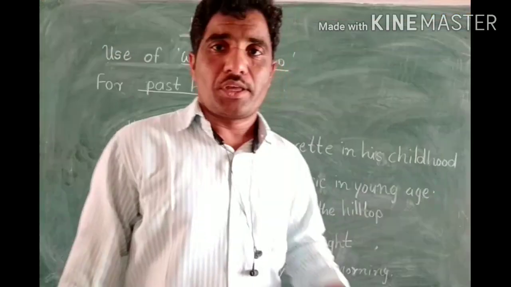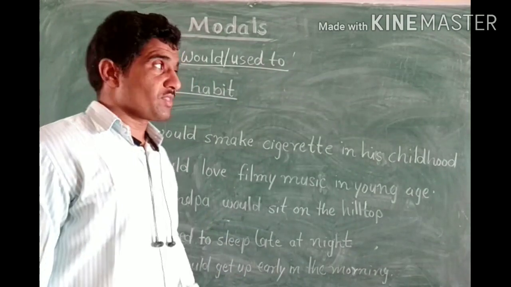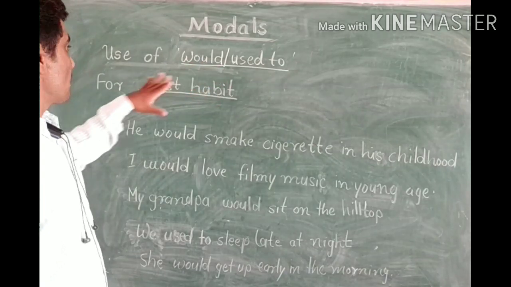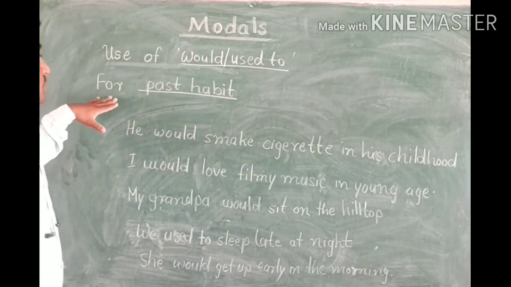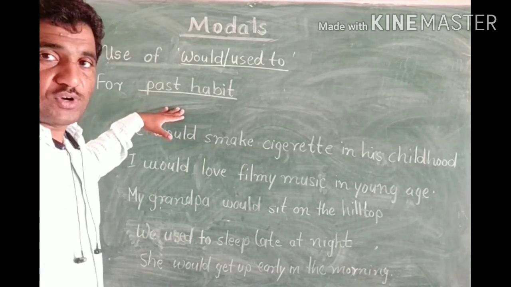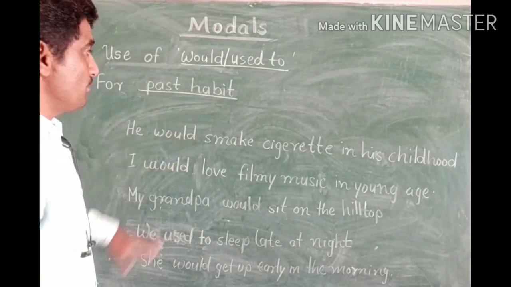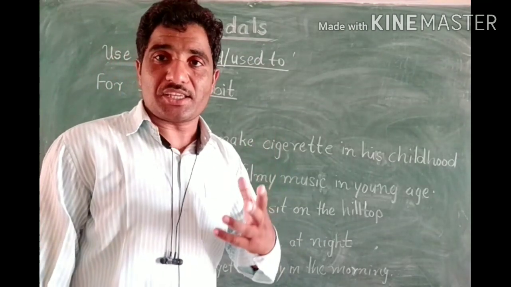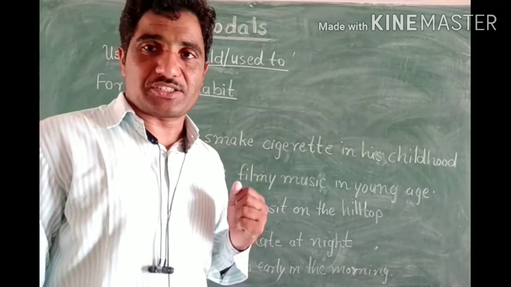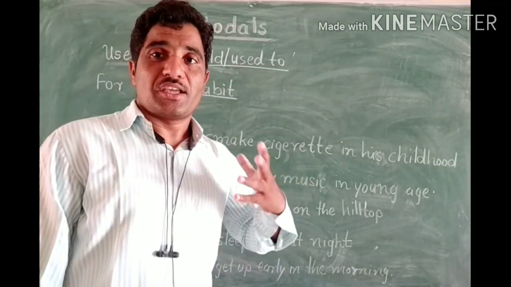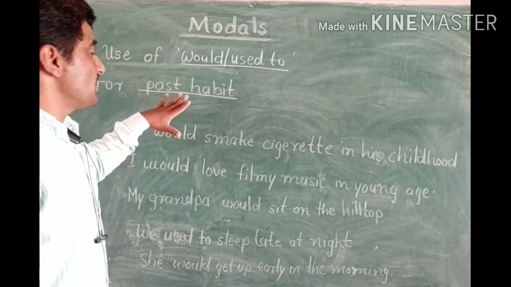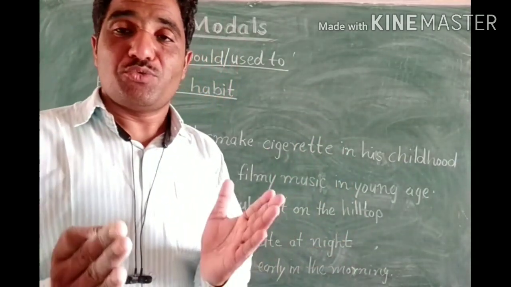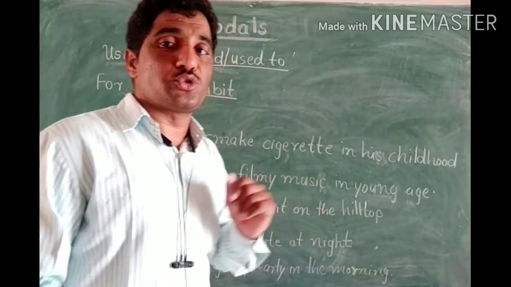Thank you. Next, the use of would. Would or used to are used for the past habit. Past habit means bhutkal ki aadat. Anything we do as a habit in the past. Jo kuch bhi hum past mein habit ke roop mein, aadat ke roop mein karte the, that is the past habit. And in past habit, anything we do as a past habit, we use would or used to.